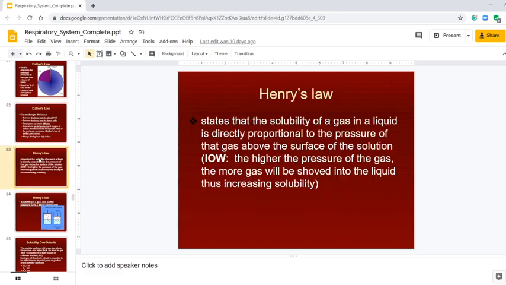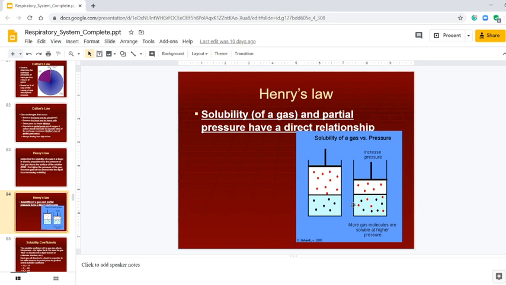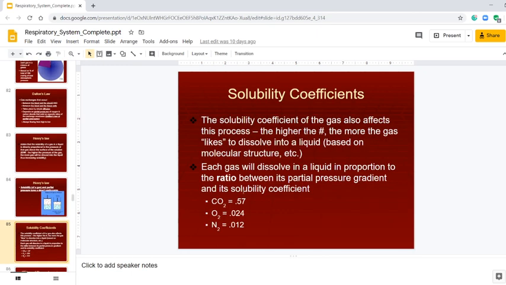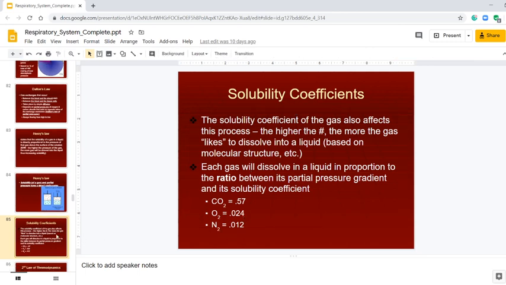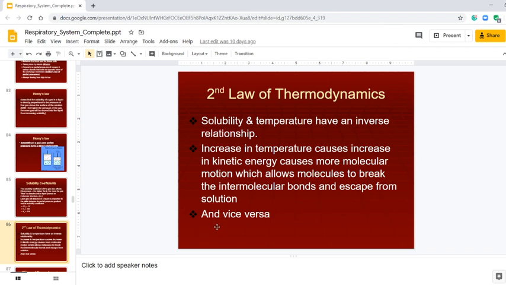All right. Henry's law, again, the solubility of the gas is based on the pressure, right? A high pressure outside of the solution is going to drive it in. With a low pressure, things can escape, right? And then you talk about solubility coefficients. The carbon dioxide is way more soluble than oxygen. It is a molecular thing. It is just the way the molecules and the atoms are arranged that allows things to be highly soluble or not. We talk about the temperature.